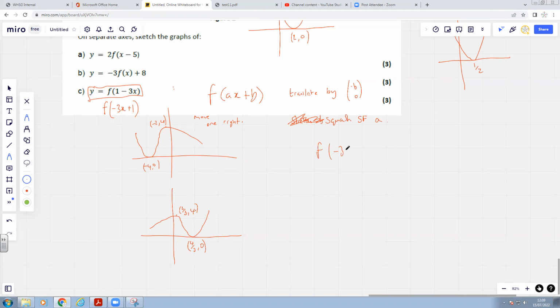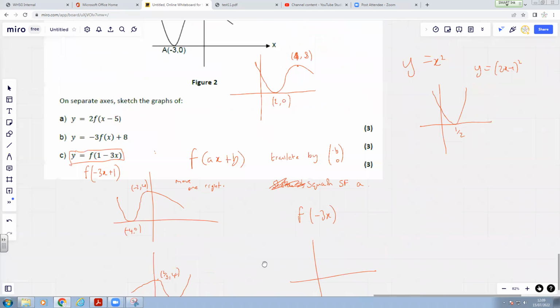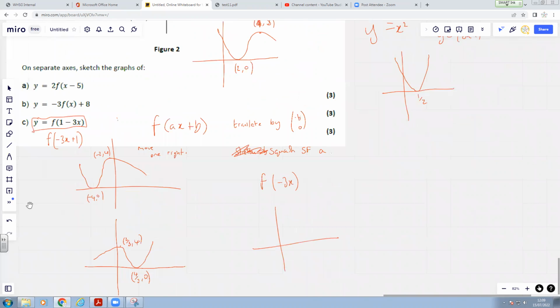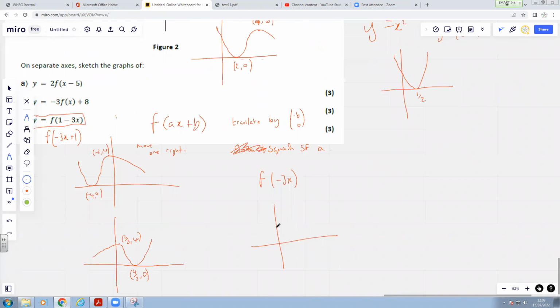When I'd said, okay, I'm going to do minus 3x first, my mistake was I should have divided everything by minus 3. So just to show you could do it the way I was doing it, minus 3 divided by minus 3 is 1. Minus 1 divided by minus 3 is a third. So it should have gone to 1 and a third, like this. So this would be 1, 0, and this would be a third, 4.